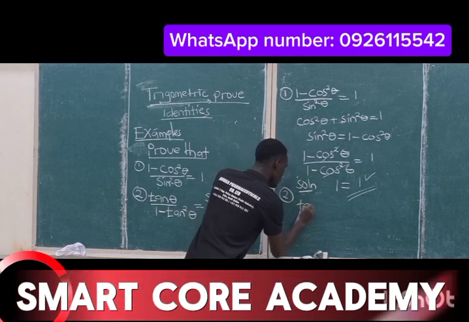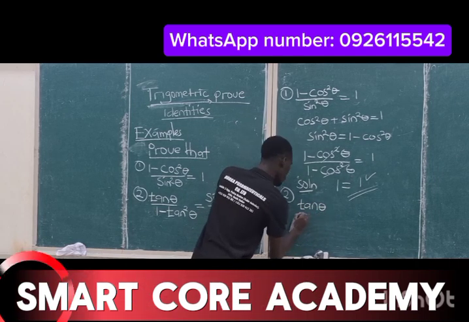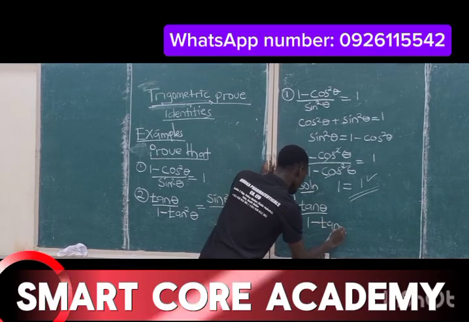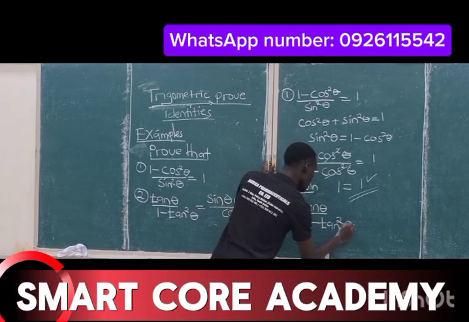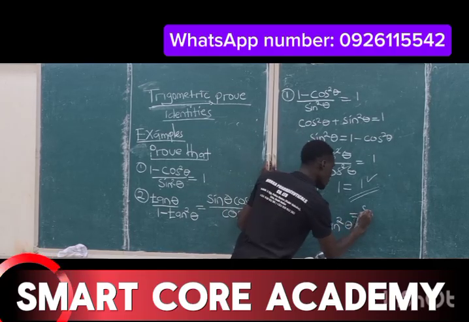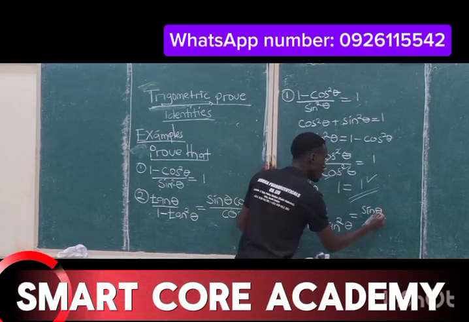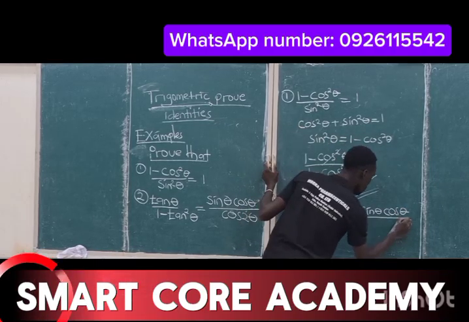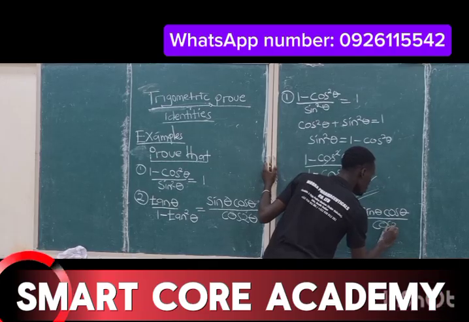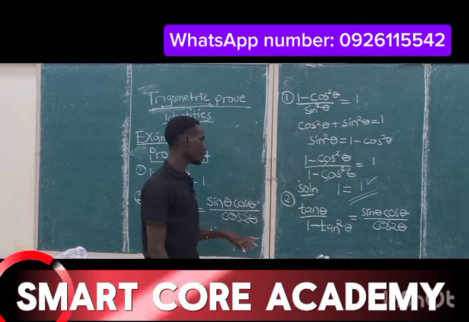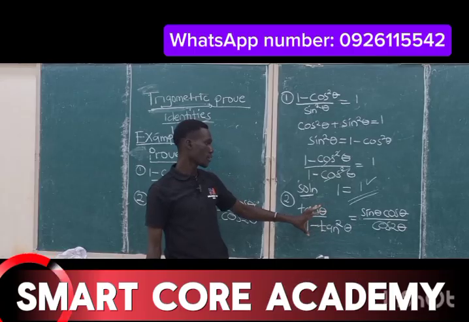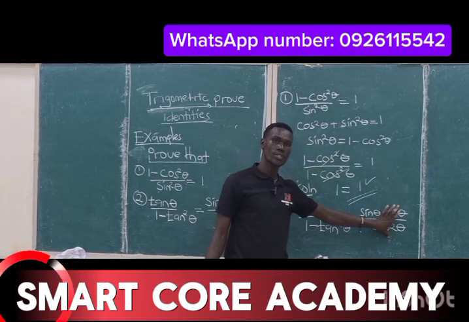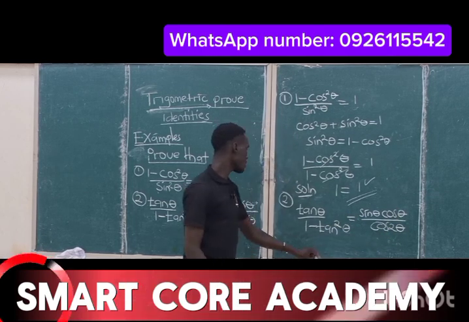Tan theta all over 1 minus tan square theta is equals to sine theta cos theta, the whole of it all over cos 2 theta. So this one explains that the whole of this one here, left hand side of the equation, must be equivalent to this side of the equation. So let's start.